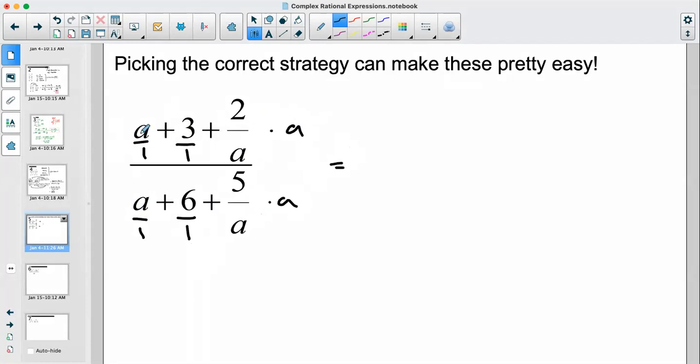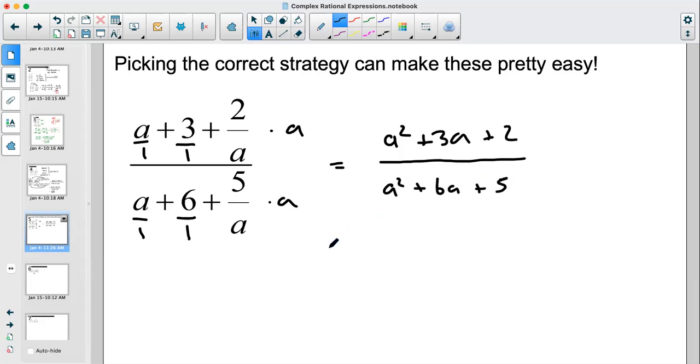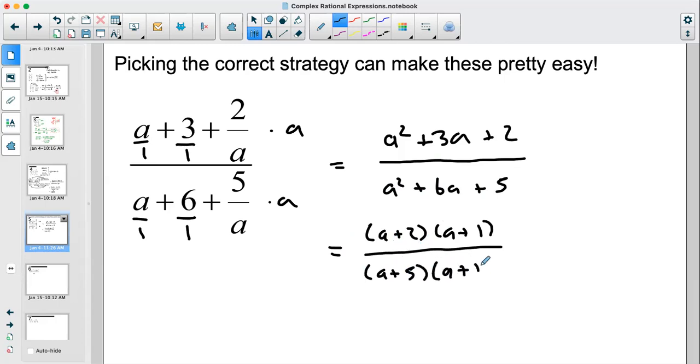And I get A times A for the first term is A squared. A times 3 for the second term is 3A. And A times 2 over A, the A's cancel out, and I'm left with just plus 2. In a very similar way, in the bottom, I do A times A, A times 6, A times 5 over A. I get A squared plus 6A plus 5. And hopefully you're like, I bet I can factor this. And the answer is, you sure can. A plus 2 and A plus 1. And then A plus 5 and A plus 1. And those can cross off, and I'm left with A plus 2 over A plus 5.